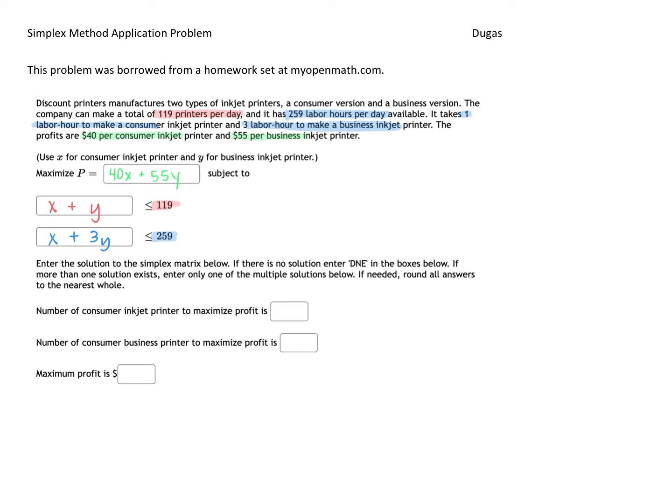Now what you would do is use the Simplex method and this information to solve. All they're asking you to input now is the number of consumer inkjet printers that you would use to maximize the profit, and the number of business printers. Oh, that doesn't make sense, I'm sure it should just be business, not consumer. So the business printers to maximize profit, and the maximum profit. Here you're looking for the maximum profit, and this is the x and this is the y variable.